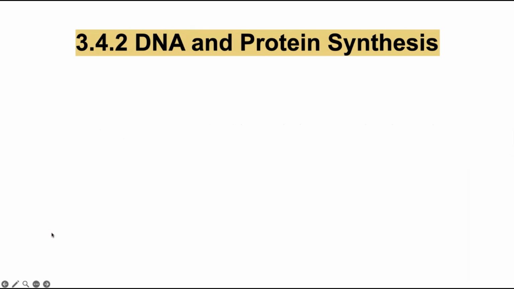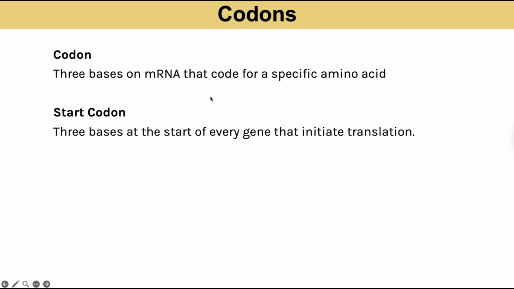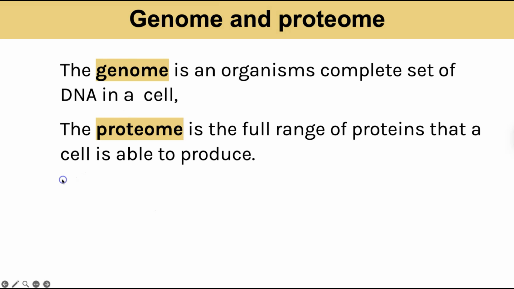So 3.4.2 is DNA and protein synthesis. Now, I've mentioned this term codon, but the definition of codon is 3 bases on mRNA that code for a specific amino acid. The start codon is a particular set of 3 bases, and it's the 3 bases at the start of every gene that initiates translation, which is the second stage of protein synthesis. The stop codon is 3 bases at the end of every gene, and this causes a ribosome to detach in translation, and therefore it stops translation. So it stops protein synthesis.